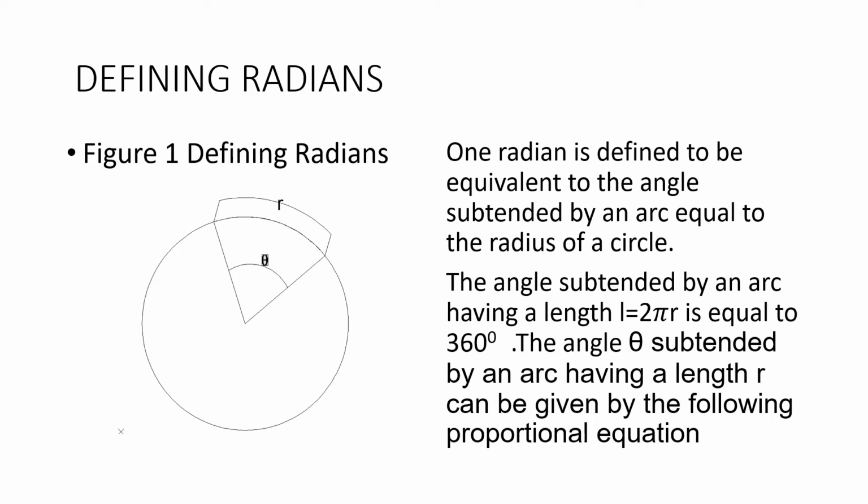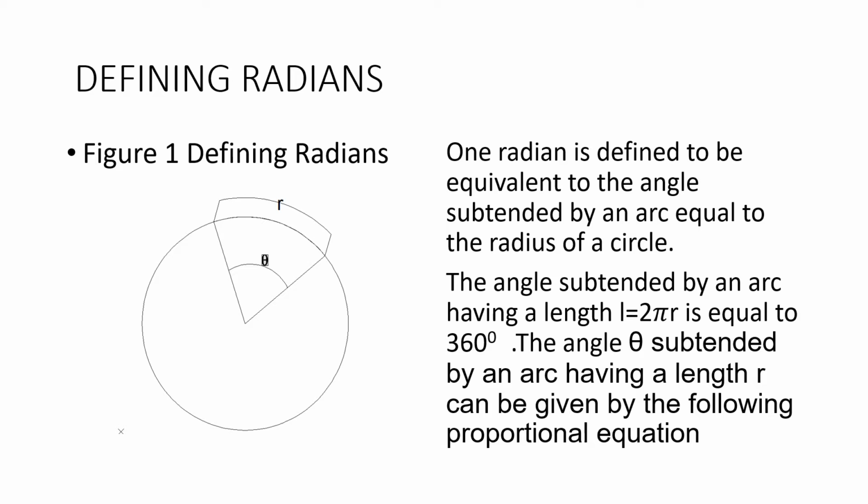Defining a radian: one radian is defined to be equivalent to the angle subtended by an arc equal to the radius of a circle. You can see the circle here. This is the radius outside, and inside there is angle theta. So the angle theta subtended by an arc equal to the radius r is called a radian. The angle subtended by an arc having a length equal to πr is 180 degrees.